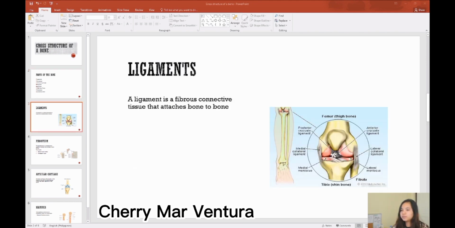So for the first part, which is the ligaments, it says here that a ligament is a fibrous connective tissue that attaches bone to bone. It also serves to hold the structures together and keep them stable.